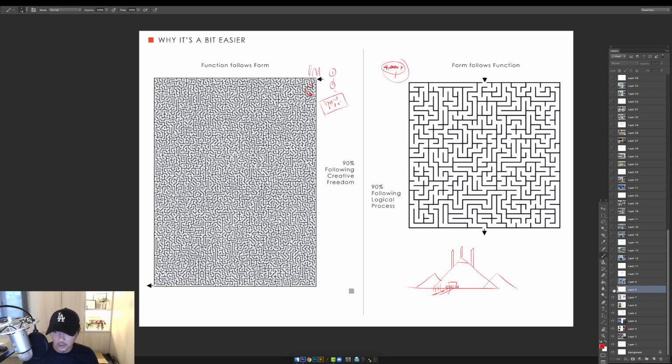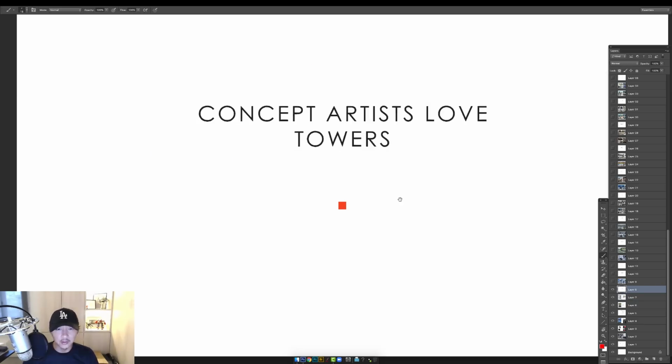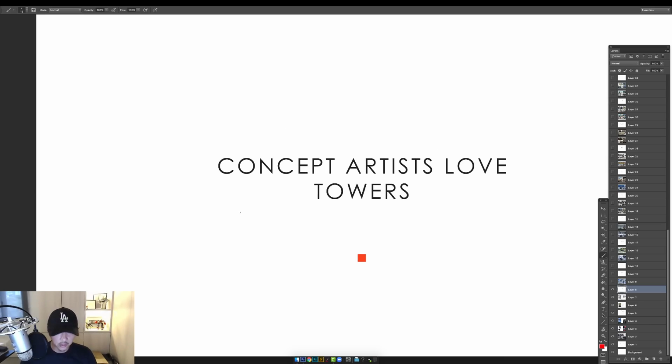But first I have to share this little knowledge here, right? These little fun things, which is concept artists love towers. We used an example earlier, of the helicopter tower thing. You see towers everywhere on the internet scene. Again, for pros doing it, who cares? It's fun, we enjoy it. We're not using that to find a job, right?